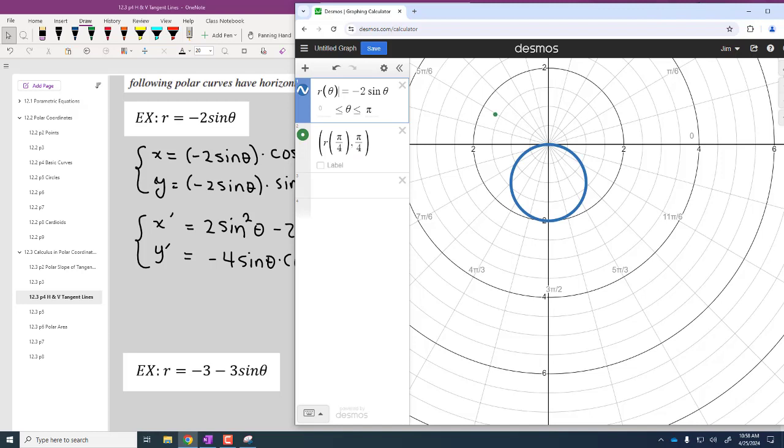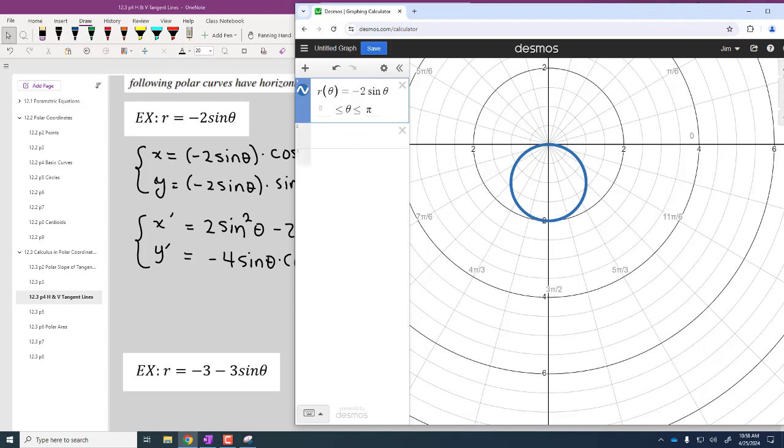Okay, so when we plug in pi over 4, sine of pi over 4 is root 2 over 2. You get root 2 is r, and your angle is pi over 4. So that's where the point is. When we plug it in, it's not giving me the right point, it's adjusting the point. I don't want it to do that.